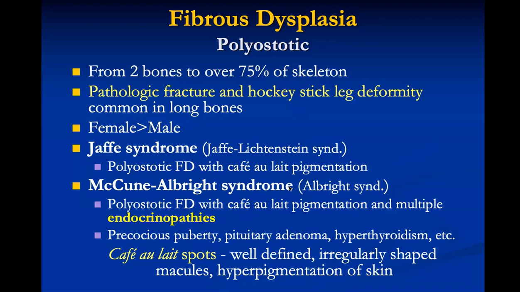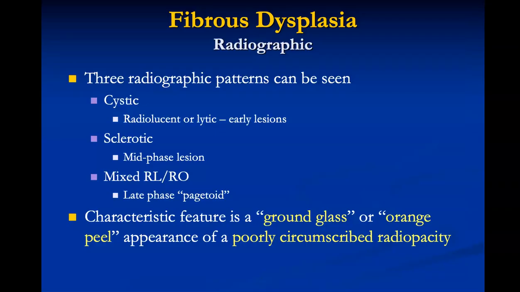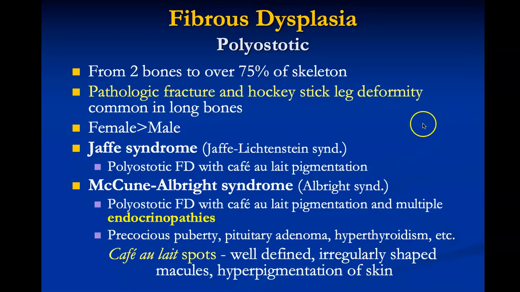So you can see the opacity, the radiolucent and opaque finding that we associate with fibrous dysplasia. Another finding seen is hockey leg deformity, where the lower leg has that curve that we associate with the bottom of a hockey stick, and this is a common finding with fibrous dysplasia.